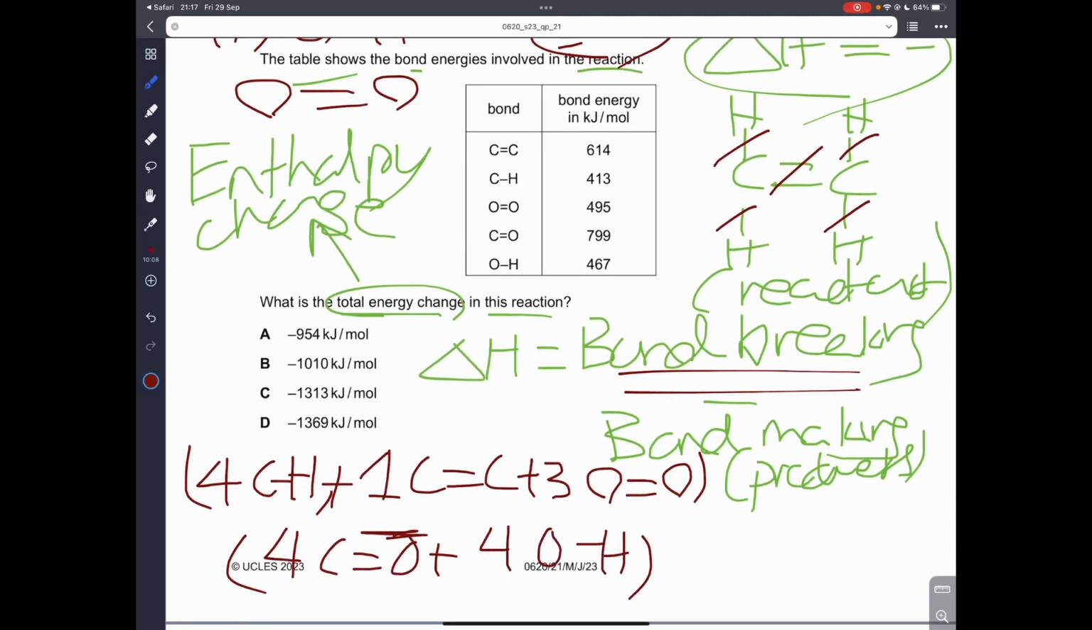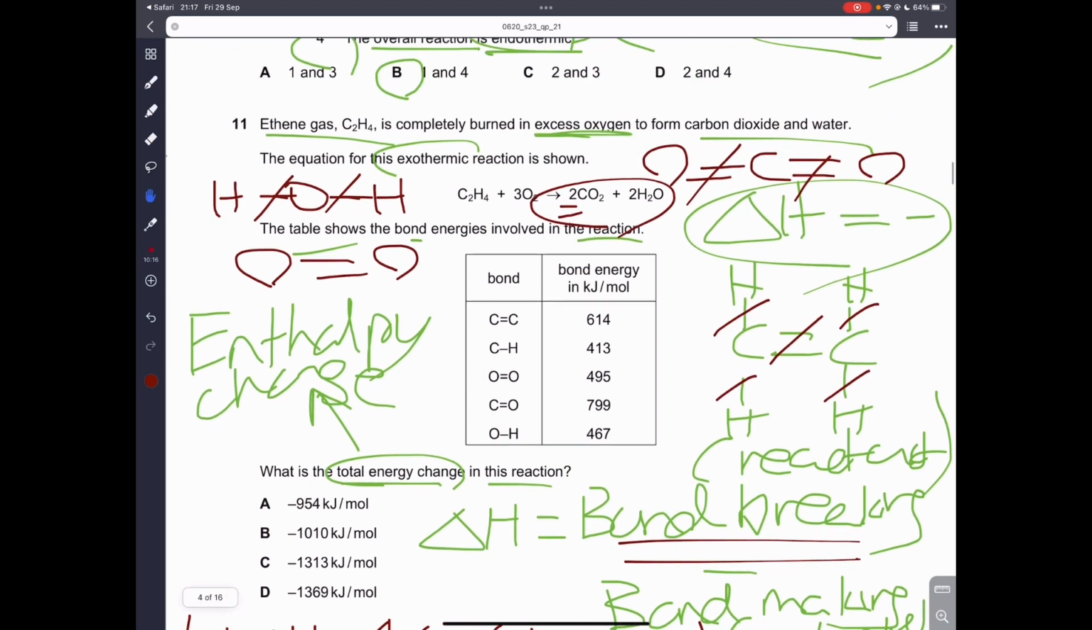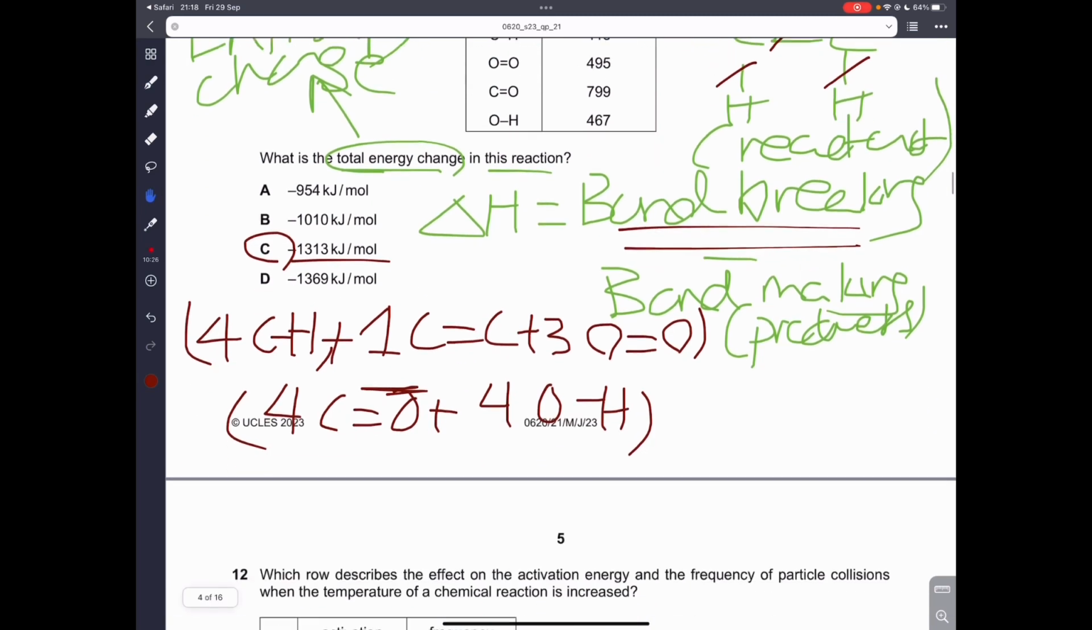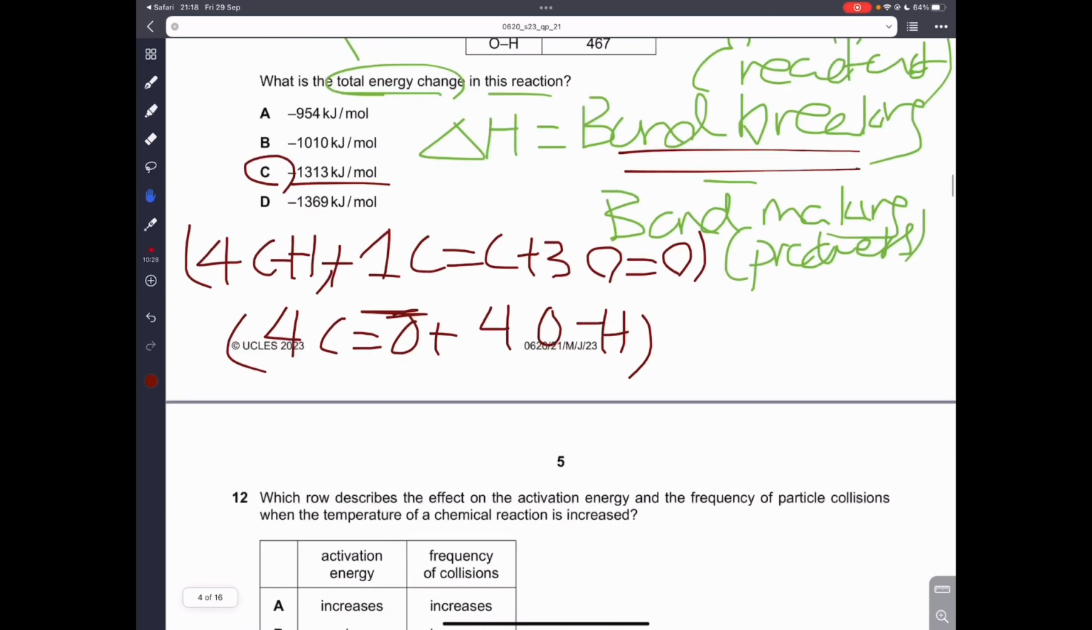4 O-H bonds. So if you take the values out, you have to be able to get an answer of negative 1313 kilojoules per mole. You can solve it out.